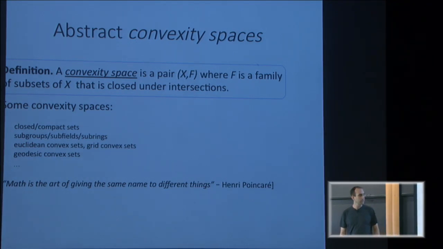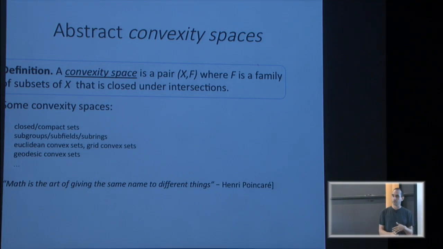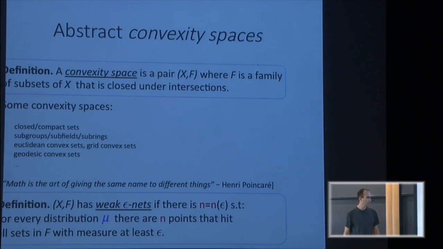They are closed under intersections. The Euclidean convex sets are the motivating example, but we can also think of grid convex sets. We only consider the grid points, and we take the intersection of convex sets with the grid. So there are plenty of examples of convexity spaces.